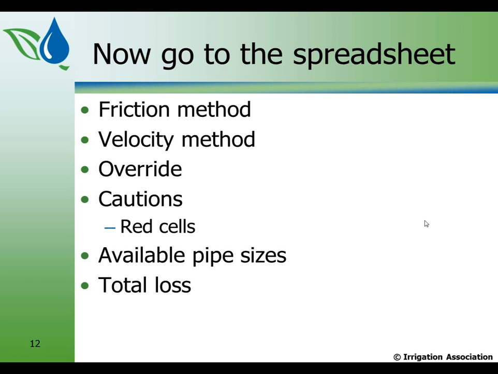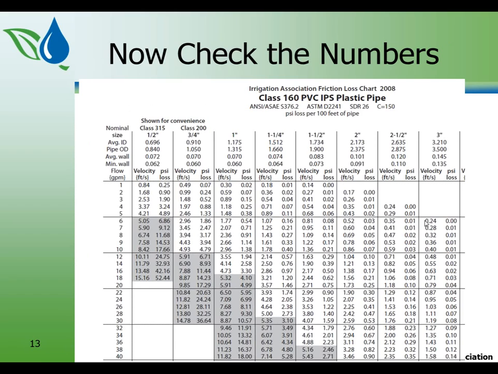Okay, now let's check the numbers. Remember those two numbers you were supposed to write down? It was 5.35 and 0.93, okay? So we're looking at class 160 PVC, and notice here that in the chart we show the 3/4, but it's class 200, and it's shown for convenience. And in 1/2 inch, it's class 315, same thing, shown for convenience.